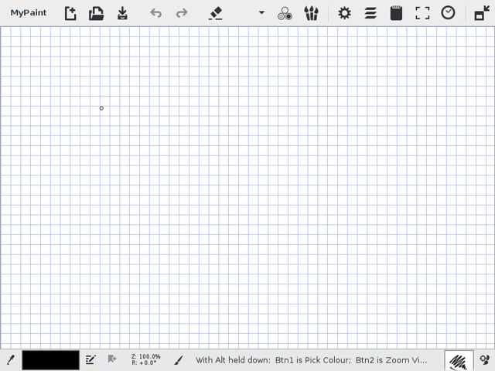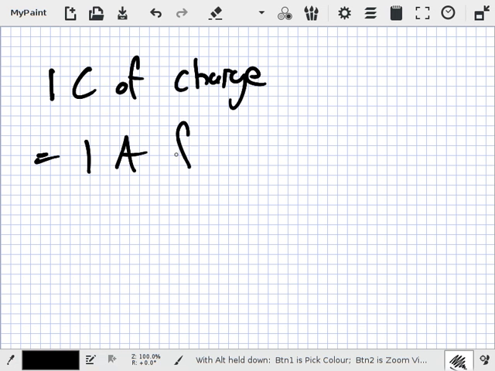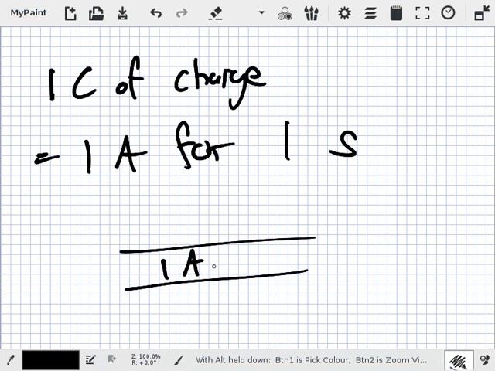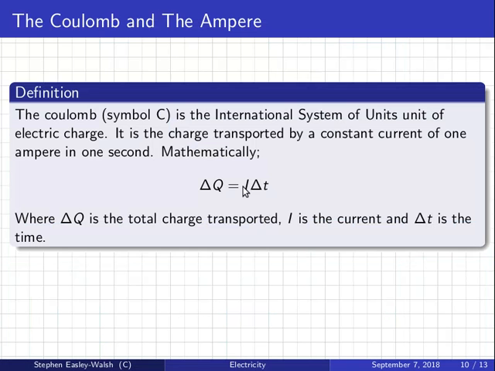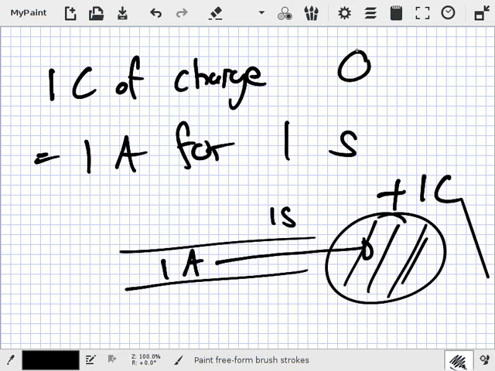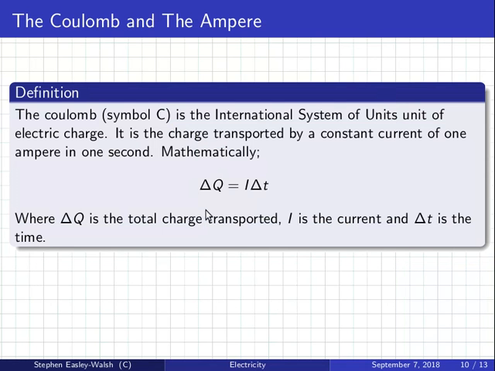You can say like 1 Coulomb of charge is equal to 1 amp for 1 second. So if you have 1 amp and it travels out for 1 second, then the charge that you get here will be plus 1 Coulomb. That's what I'm saying here. And you can actually make a formula. Charge equals current multiplied by time. Q equals IT. You probably have seen this formula before in physics. So you definitely need this definition.